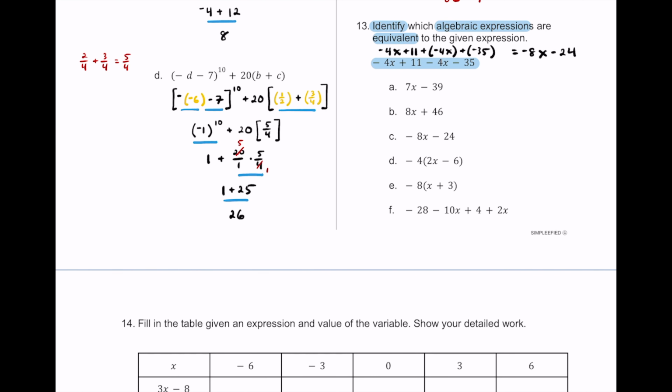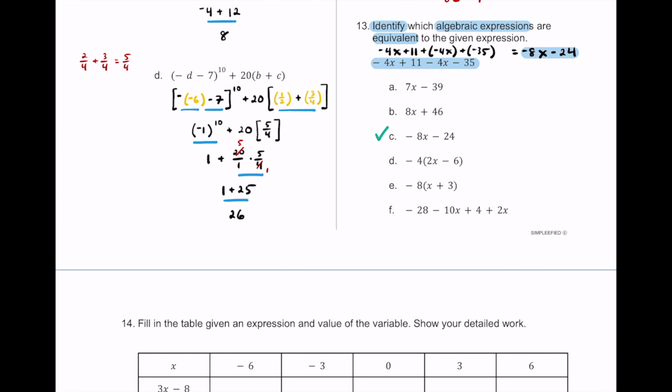So this would be the original expression, and we're trying to see which one of these expressions down below match it. Right away, you can actually see that C does match perfectly. This negative 8x minus 24, we actually have that right over here, so that one's good to go.